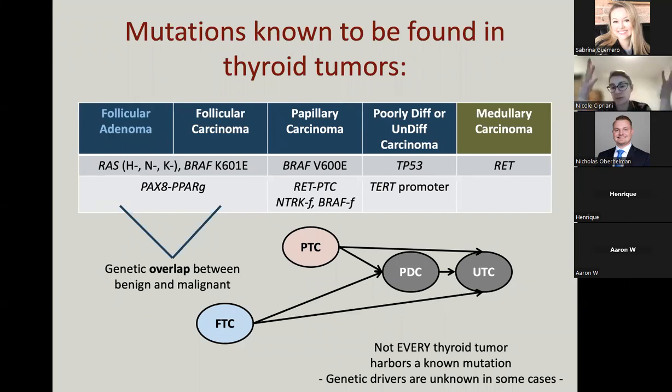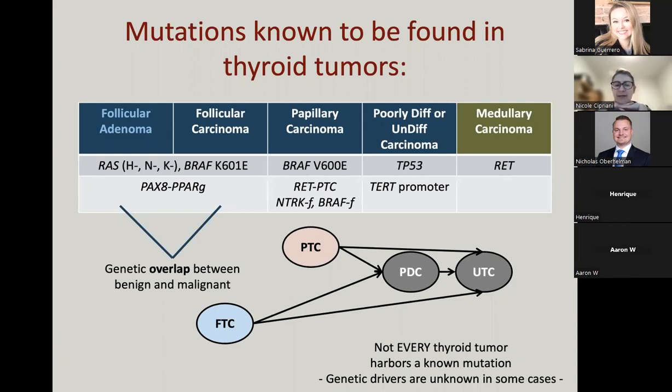So the mutations that are known to be found in thyroid tumors. We already talked before about the follicular adenoma, follicular carcinoma spectrum, which tends to be the RAS mutations, as well as a specific variant of BRAF called K601E, as well as PAX8-gamma fusion. So there's genetic overlap here between benign and malignant, so we can't really tell if something is an adenoma or a carcinoma based on that mutation. We can tell that it's a follicular neoplasm.